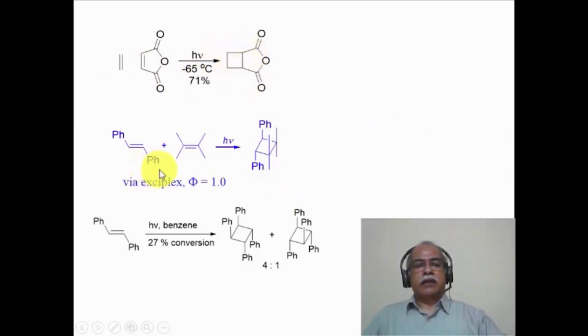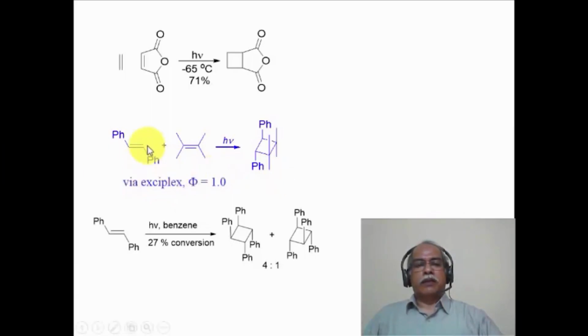Here is an interesting example of an exciplex formation. Exciplex formation is nothing but the excited state complex. In other words, if one olefin is in the excited state and it forms a complex with another olefin, you call it an exciplex. Exciplexes are excited state complexes where the two components are different. One of the components is in the excited state, the other component is in the ground state.